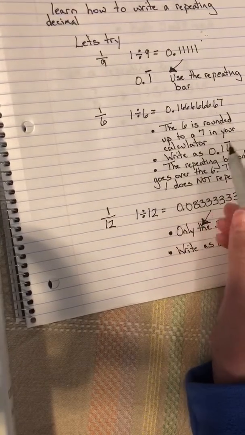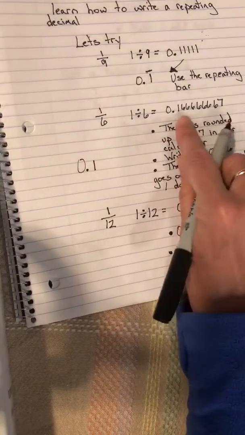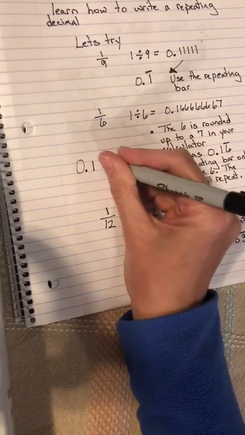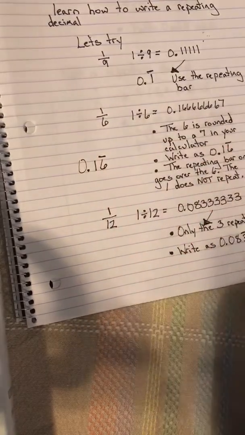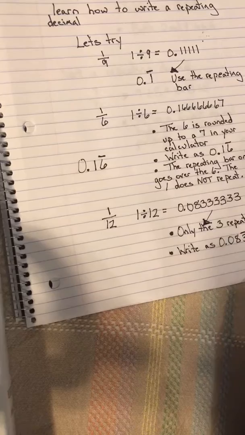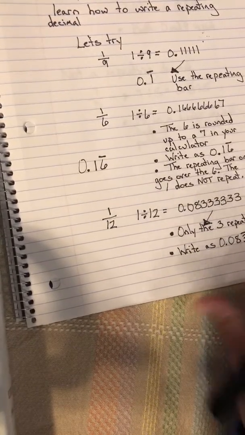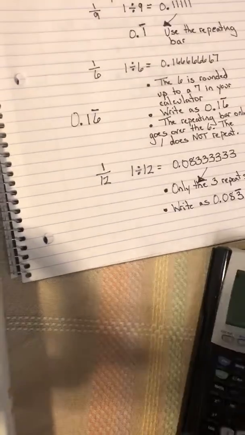So we would write this decimal as 0.1 with a bar over the 6. The 1 is not repeating, so it does not get the bar. It's only the 6 that is repeating, and we put the bar on top of the 6. We do not do anything with the 7. It just means that your calculator rounded.